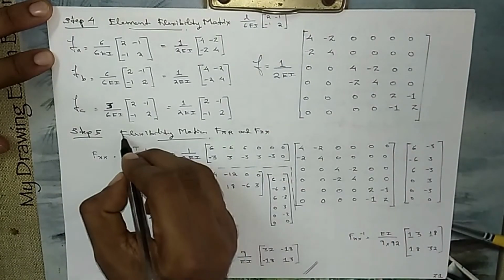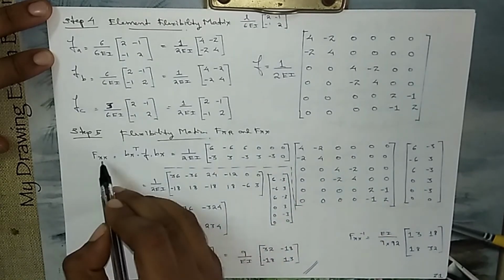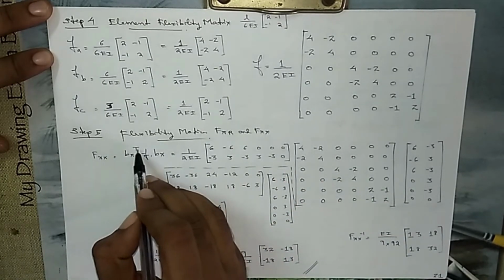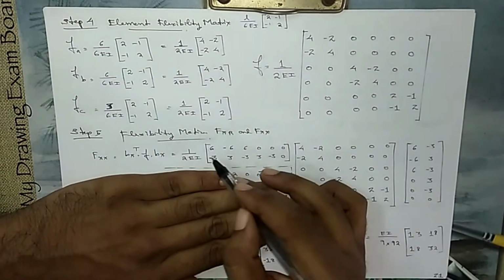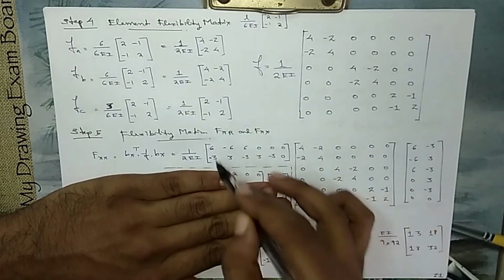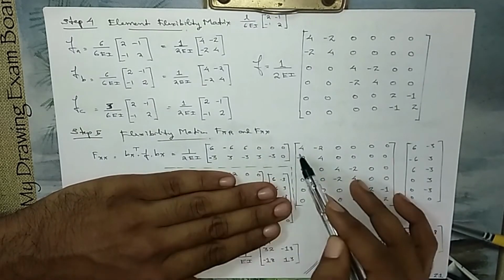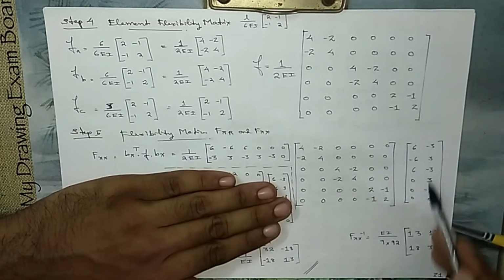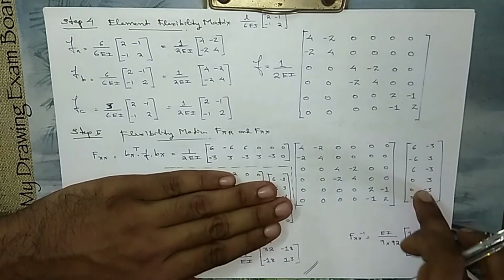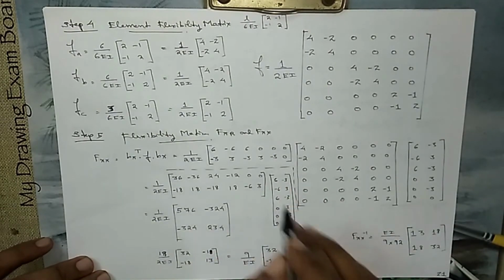Now coming to step 5, that is the flexibility matrices FXR and FXX. Fxx is equal to Bx transpose into F into Bx. So Bx transpose is written here, which you got from your third step. The F matrix is directly written here. Then Bx without transpose is written here. Then I am solving this, and I will get the final value for Fxx. You have to learn how to multiply matrices.